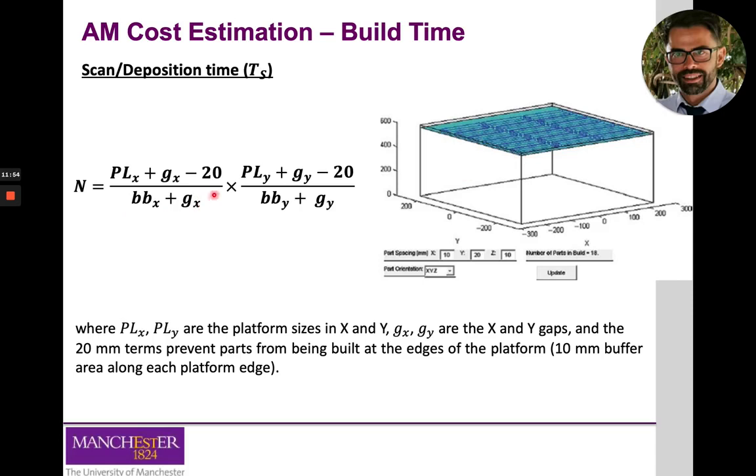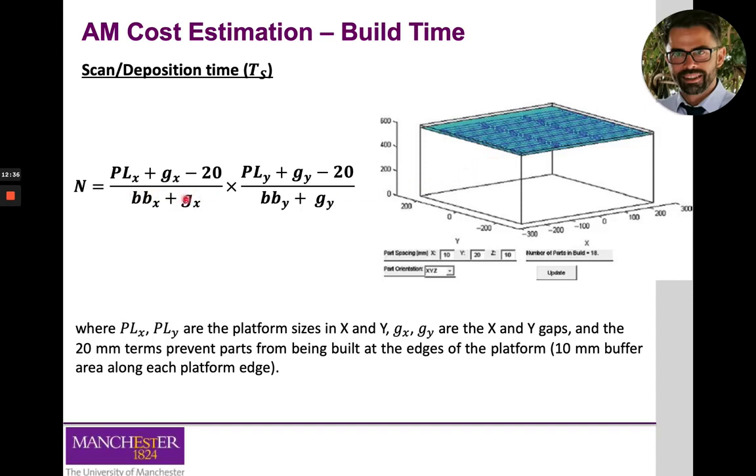So for example, in the X direction, we need to know the total size of the platform in the X direction. And we need to add the gaps between the parts in the X direction. Then we subtract this gap that is normally 10 millimeters. And this is just an assumption that we make. It can be different depending on the process, but we are assuming that we have a gap of 10 millimeters on each side of the platform to prevent adhesion of the parts to the VAT or to the building platform.